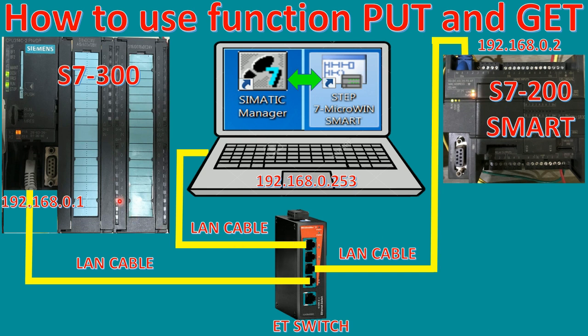So the concept is we will send the data from the PLC S7-300 to S7-200 Smart by using put and get data. So we can communicate with put and get data, and then we can test. For example, we can send M0.0 to the PLC S7-200 Smart to turn on the output, via the Profinet port. So let's go to the next slide.